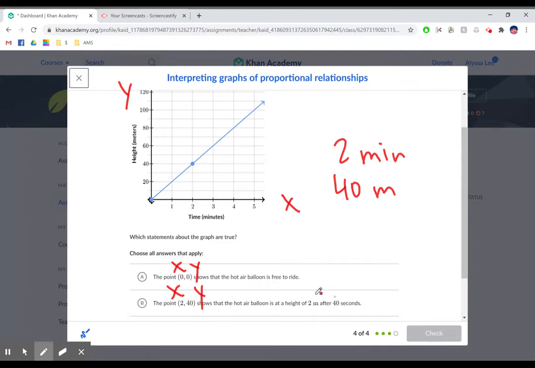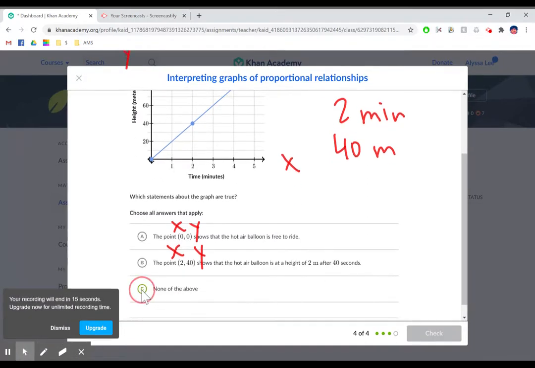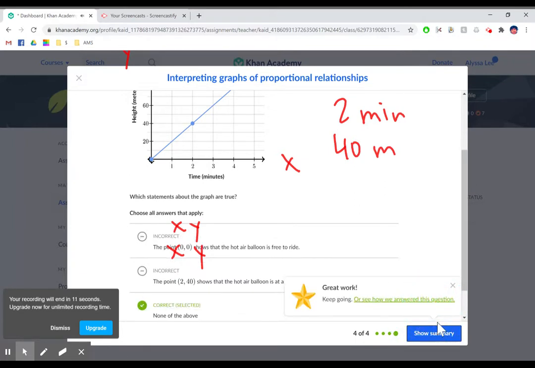The point 2,40 shows that the hot air balloon is at a height of 2 meters after 40 seconds. So this is wrong. This is actually the flip, right? We want 2 minutes for 40 meters, not 40 seconds for 2 meters, okay? So look at the units very closely. They don't match. So actually in this case, neither of them are true. We're going to press none of the above. And just going to show you one example today. But as you're doing these, don't forget, apply your unit rates. You'll see different variations of these problems. Unit rate and your graphing skills, okay?